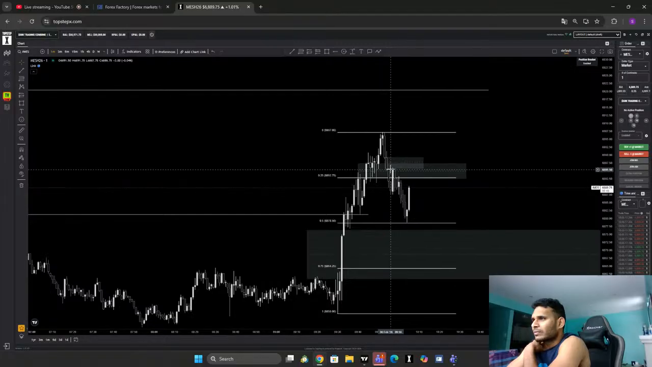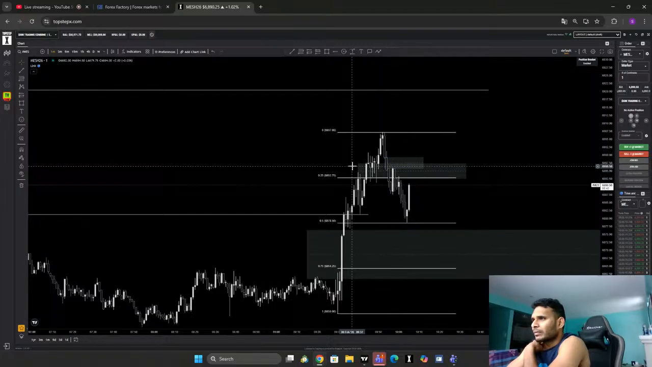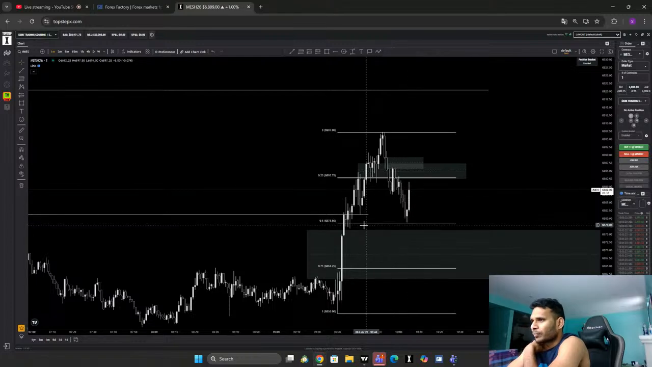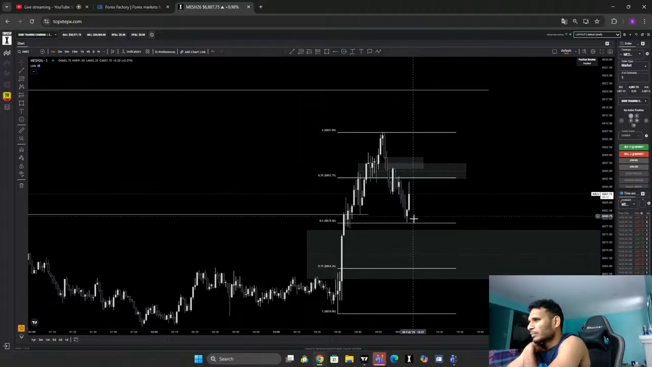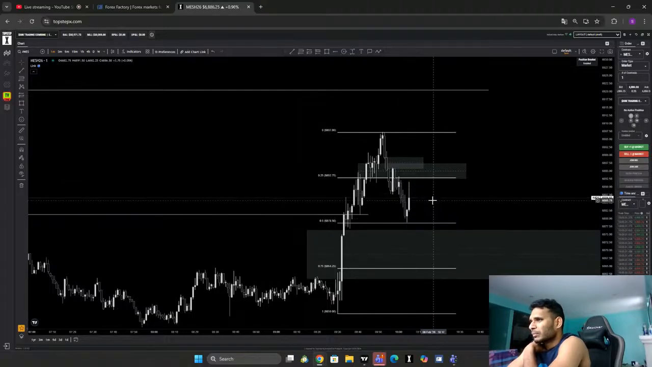It rebalances to this fair value gap getting tagged, and we inverted this value with respect to the 50% level and started to drop down to exactly the 50% level. And if that 50% level starts to show some reactions. Wow.